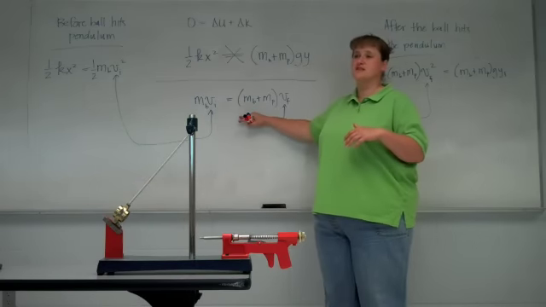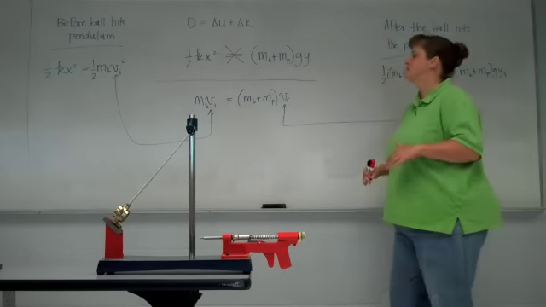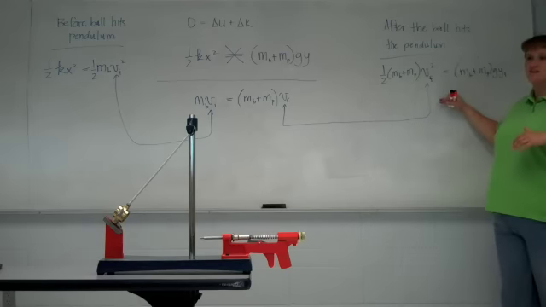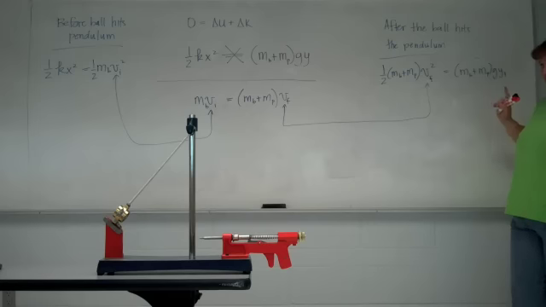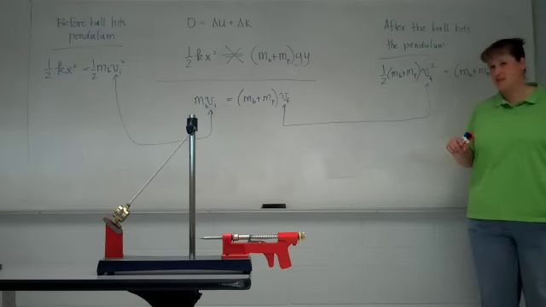Momentum was conserved during the collision, because momentum has to be conserved in all collisions. Period, end of story. Momentum was not conserved after the collision occurred, though, because there was a force of gravity causing the whole system to slow down. But energy was conserved. The only type of collision where energy and momentum will be conserved is elastic.